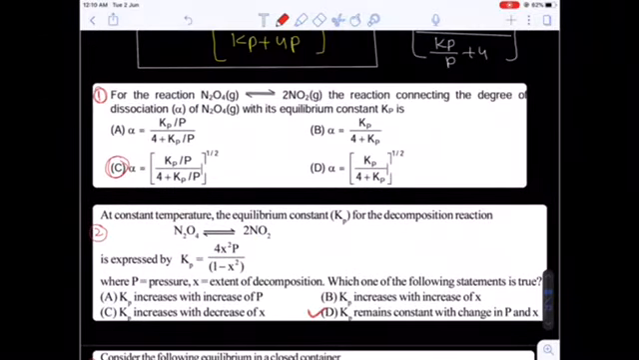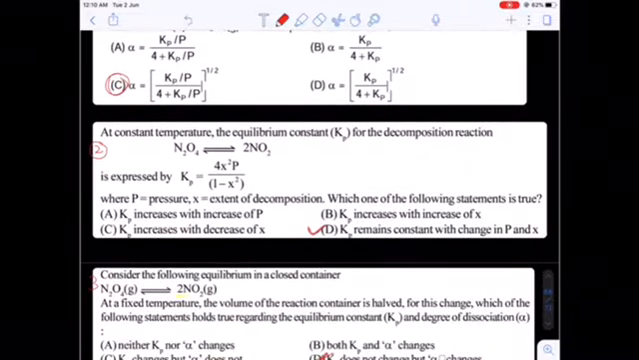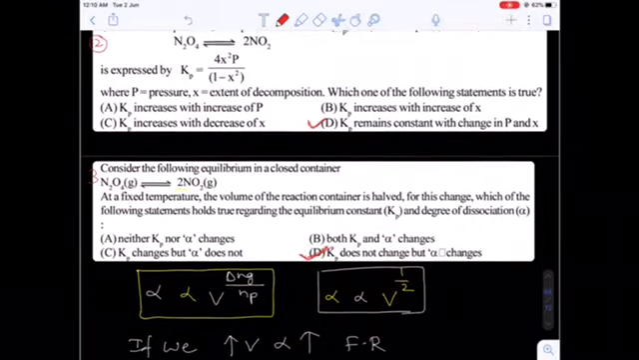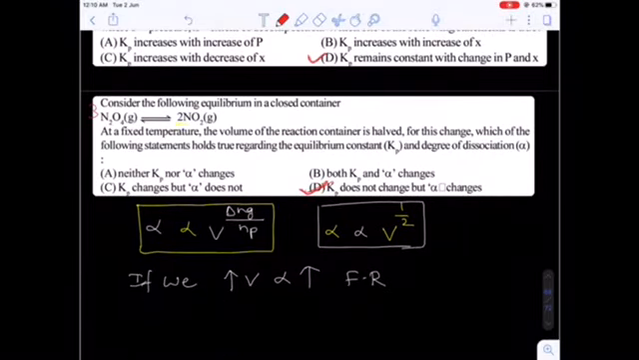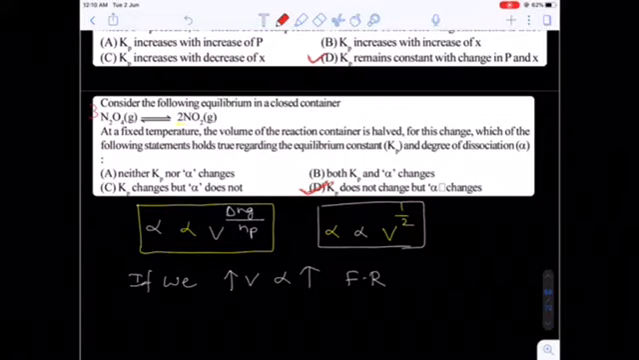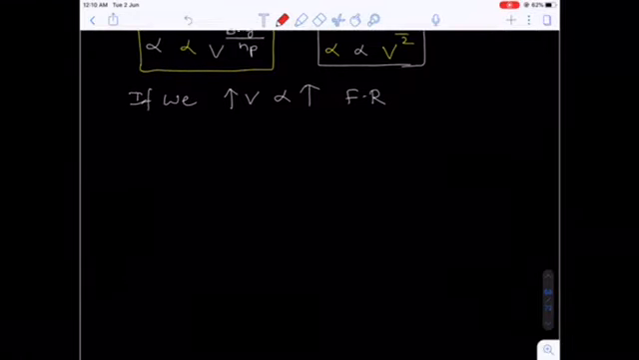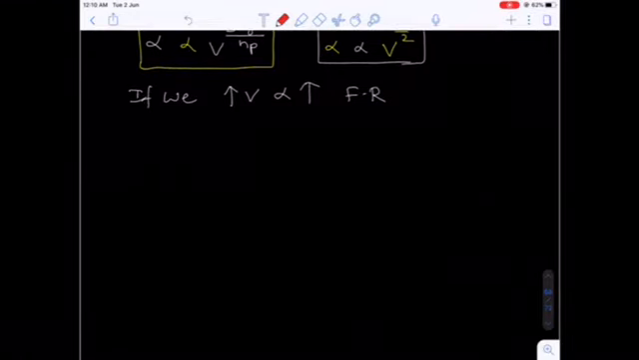Are you getting my point? So these are the 3 important questions. The first question, relation between Kp and alpha; the second question, whether Kp value changes by changing of pressure and degree of dissociation; and the next one is also similar to the second question.